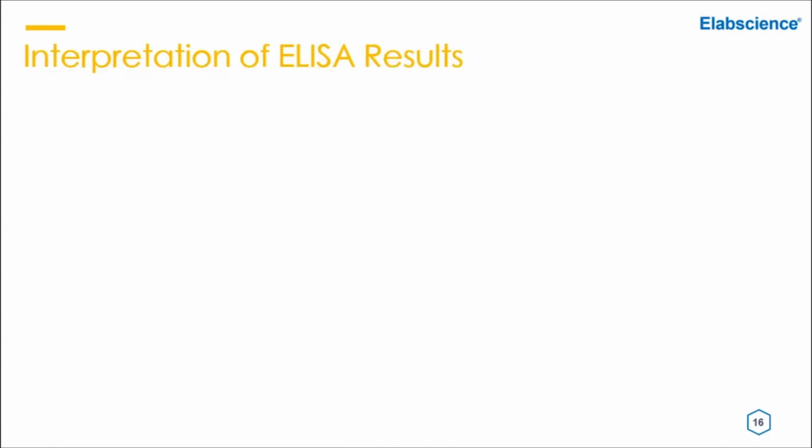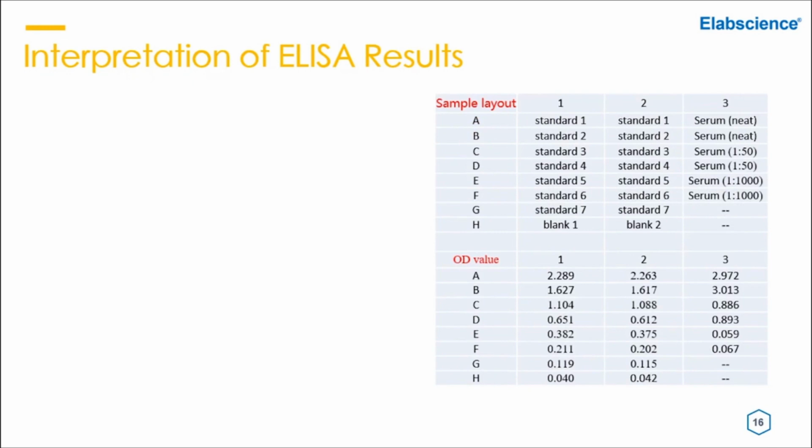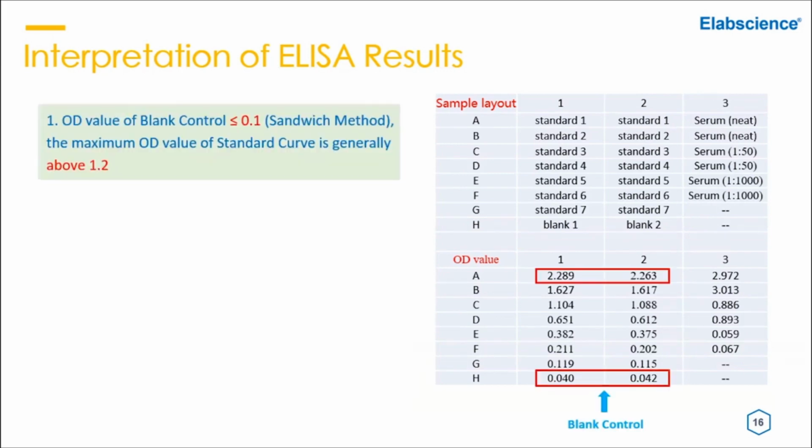Okay, so how do we quickly understand whether your ELISA result is qualified? Here, on the right side is an actual result of both standards and samples by the sandwich method. First, we check the blank well OD values and the maximum OD value of the standard curve. The blank well OD should be no more than 0.1, and the maximum OD value should be above 1.2. Otherwise, the standard curve would be unreliable.